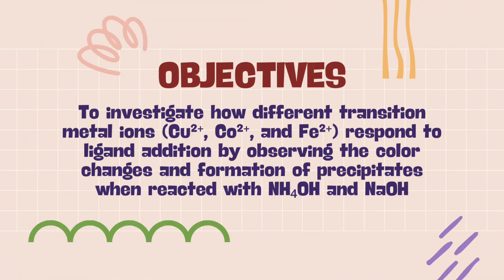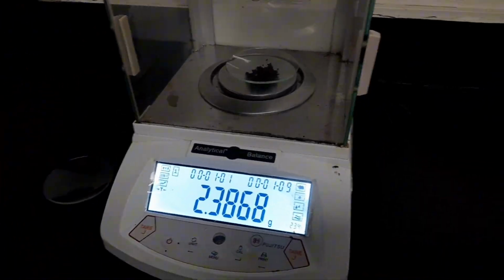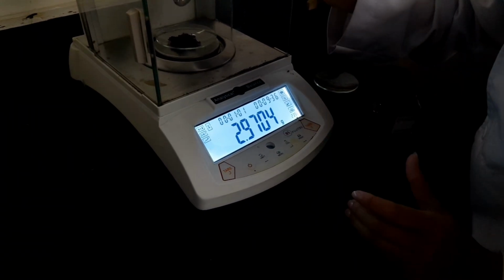The objective of this experiment is to investigate how different transition metal ions like copper 2+, cobalt 2+, and iron 2+ respond to ligand addition by observing the color changes and formation of precipitates when reacted with ammonium hydroxide and sodium hydroxide. Now, we are entering how we prepare the solutions to get the concentration needed.